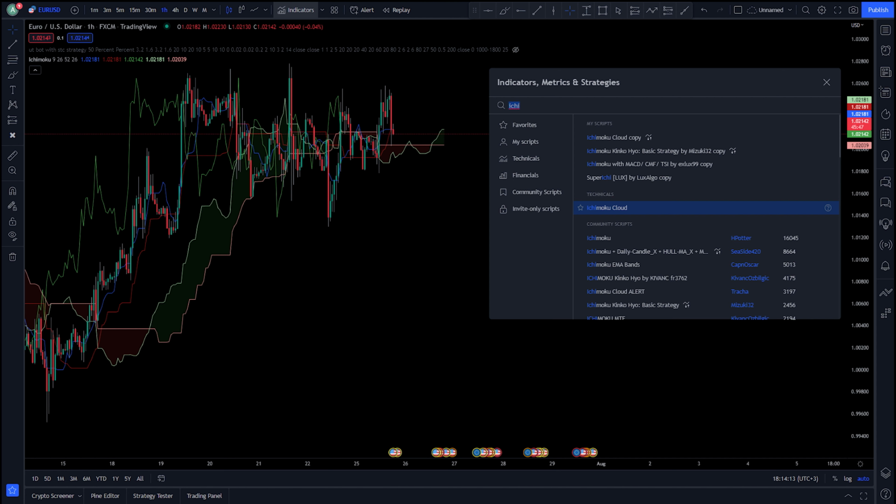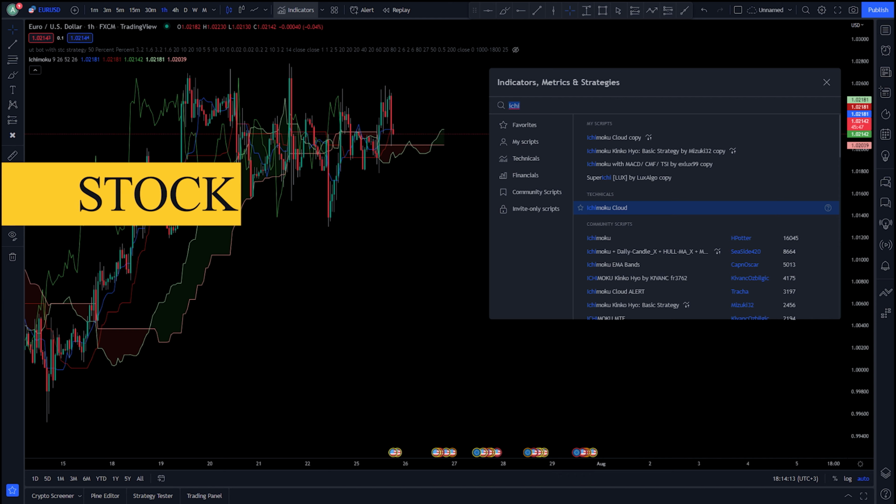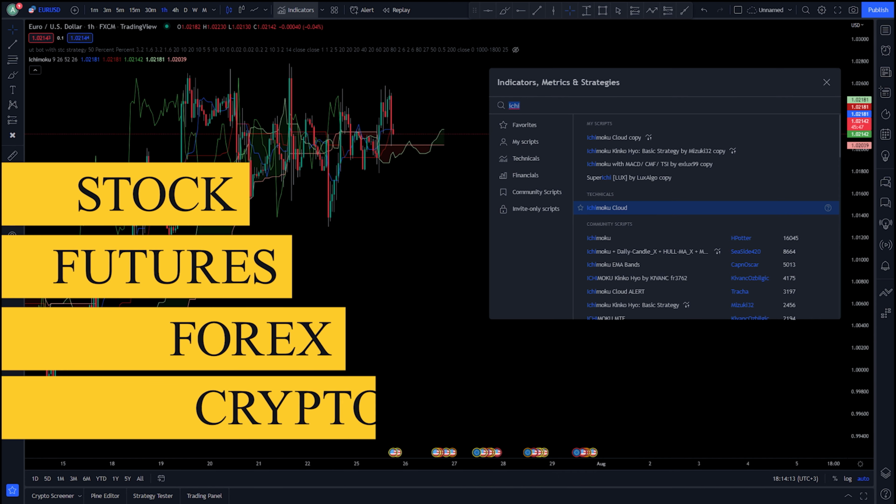This strategy can be used in all types of markets: stocks, futures, forex, and crypto.